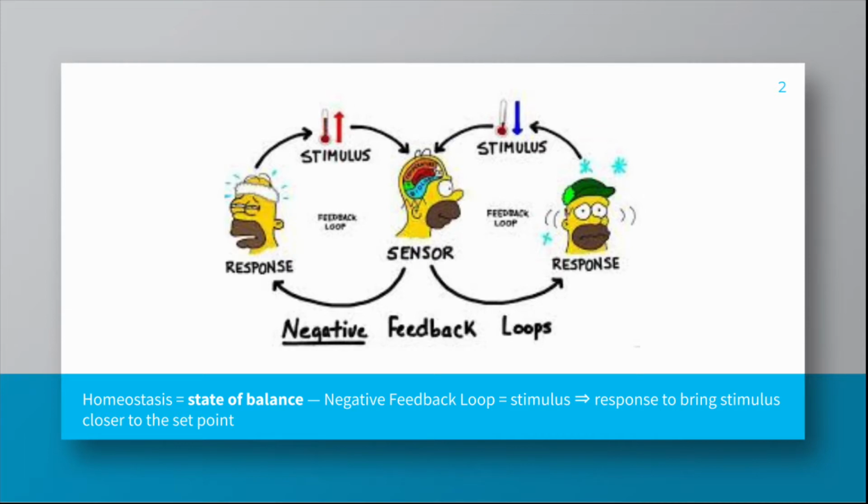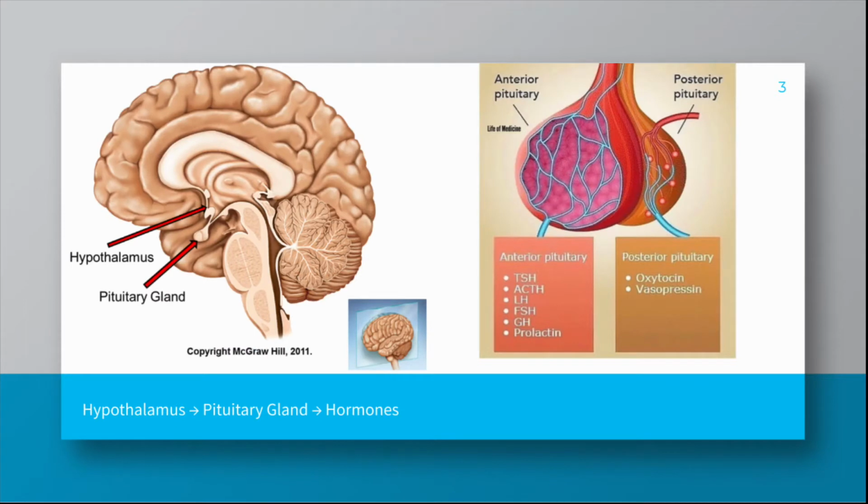Now let's look more closely at the hypothalamus, which controls the production and release of hormones by communicating with the pituitary gland. The posterior pituitary gland is responsible for releasing two hormones, vasopressin and oxytocin. Vasopressin is also known as the antidiuretic hormone, which is released when our blood volume is low or doesn't have enough water.